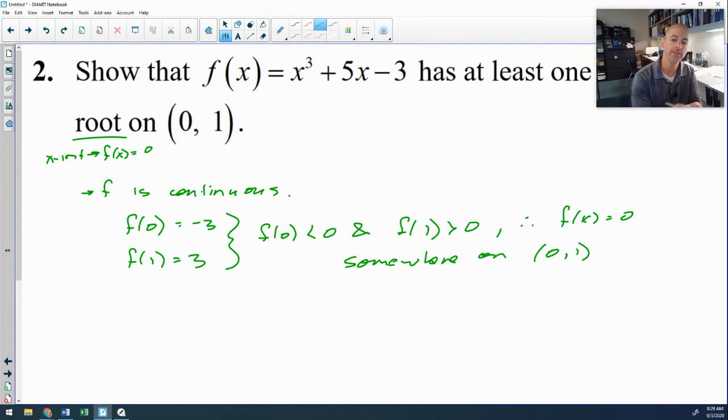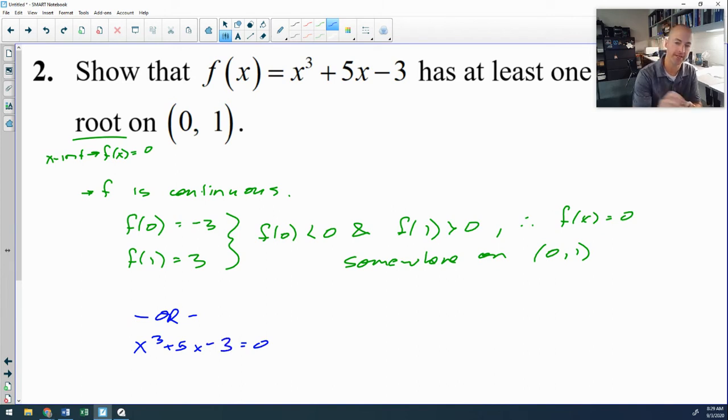Now, for these two examples we just did, for numbers 1 and 2, you could have actually said, if I want to show that this function equals 0, I could actually just set the function equal to 0. Or I could just say, okay, x cubed plus 5x minus 3 equals 0. Solve the equation and see if you have any solutions between 0 and 1.